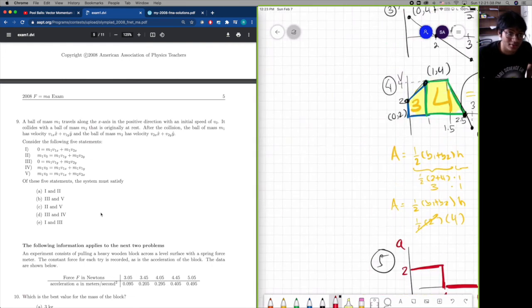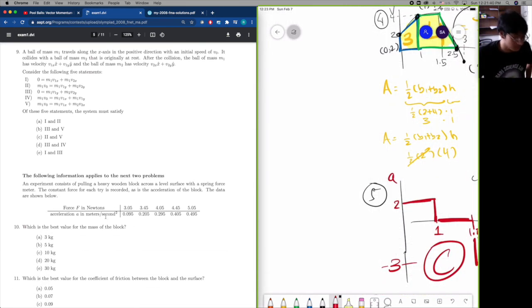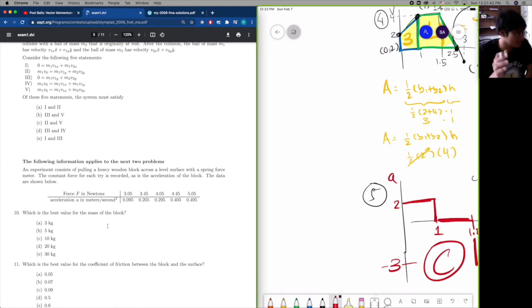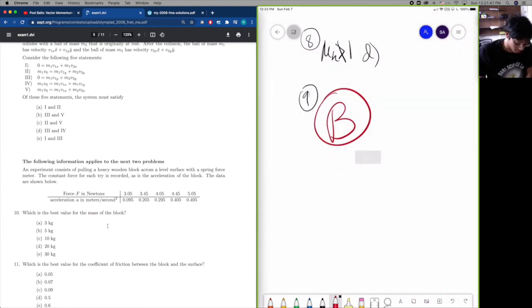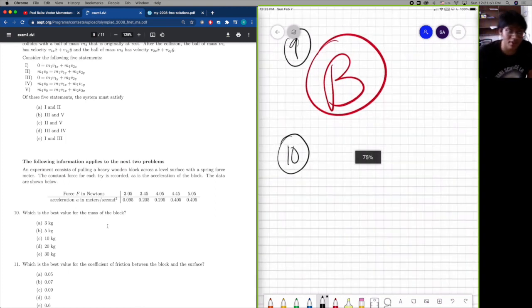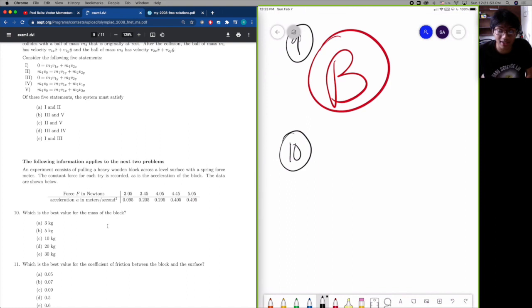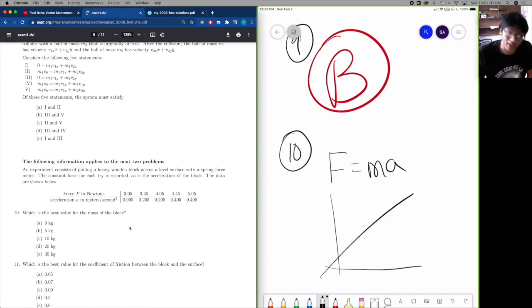And finally, let's look at question 10. I'm on the last one. Okay, so question number 10, we are asked to find the best value for the mass of the block, and of course this one's pretty easy. All you use is F equals ma. You plot the line according to the experimental data to the left in this table here.